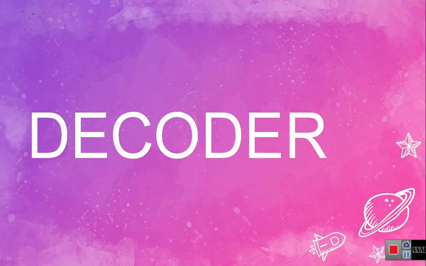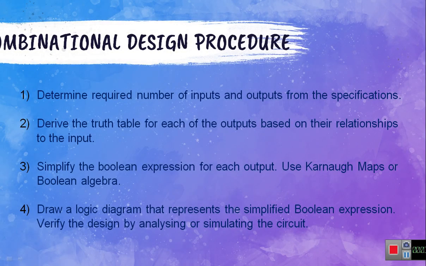And now let's see about the decoder. And this is the combinational design procedure of the decoder. Determine the required number of inputs and outputs from the specifications. Derive the truth table for each of the outputs based on their relationship to the inputs.